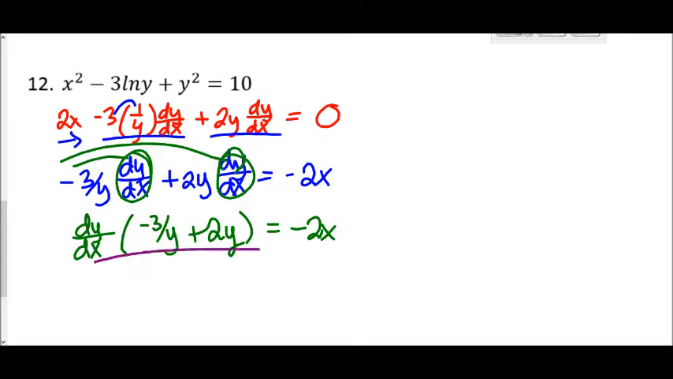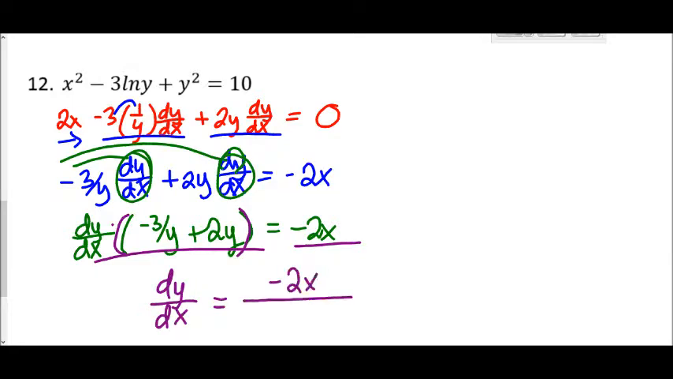So I'll divide by this set of parentheses since it's multiplied. So my final answer, dy dx, is going to be equal to negative 2x all over negative 3 over y plus 2y. And I can stop there. I know that you have a fraction in the bottom, but you don't need to simplify for that. The biggest thing that we're looking for is, can you get dy dx by itself? And that's it for these.